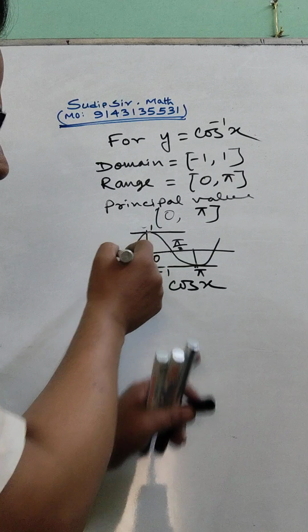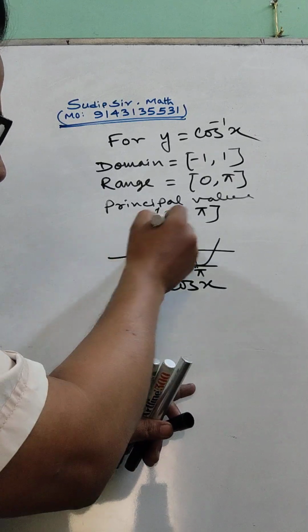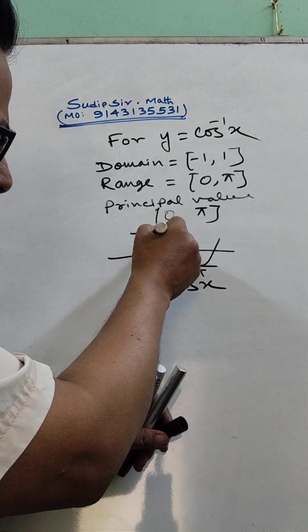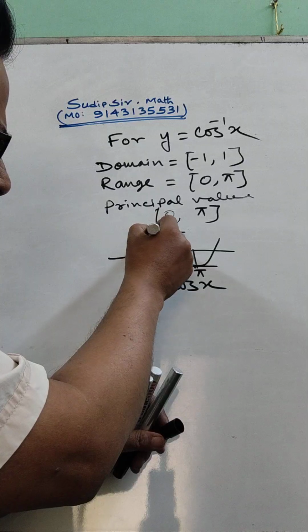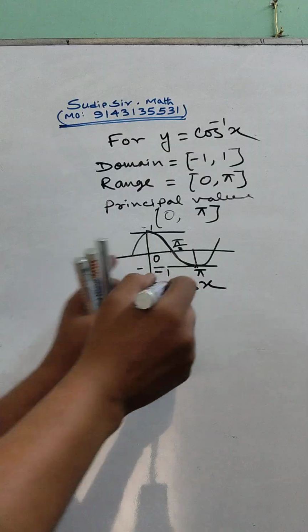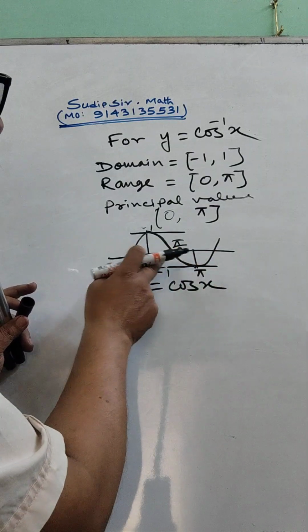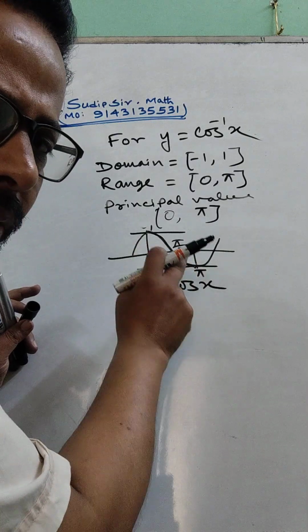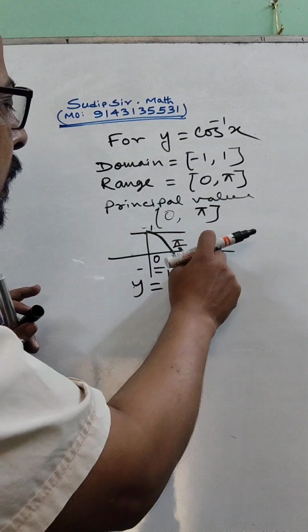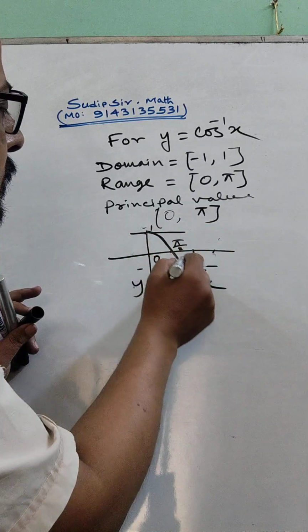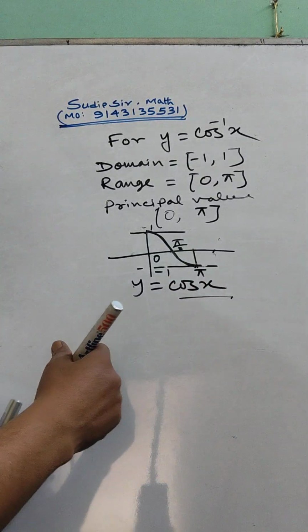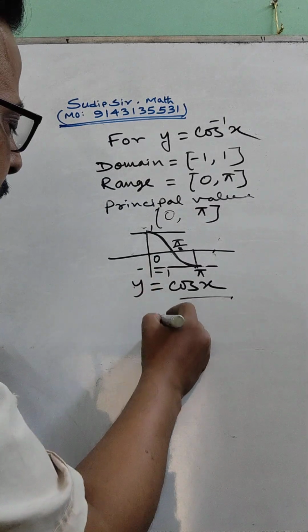Remember, cos of this portion is positive. Cos of minus theta equals cos theta. So cos 0 is 1 and cos pi is minus 1. So this part is bijective, one-one and onto function. So we will take this part for y equal to cos x.